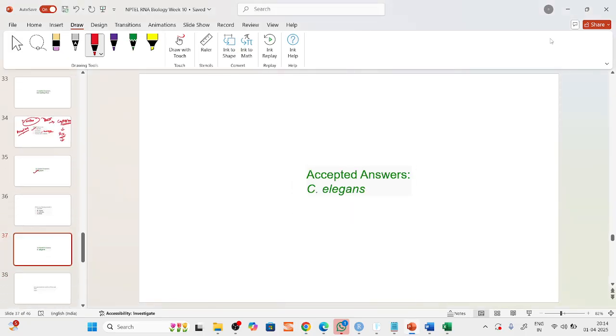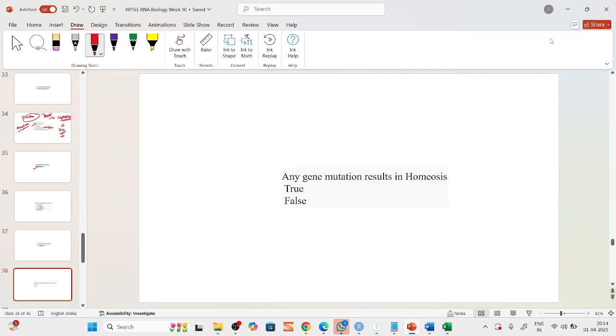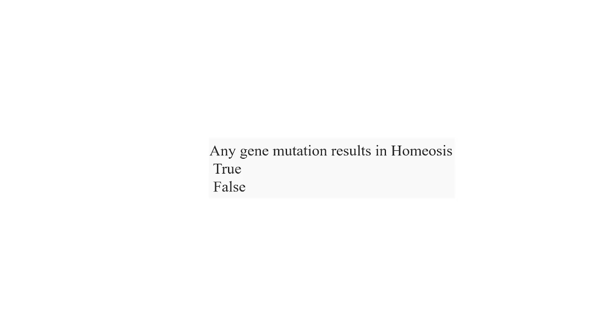So the correct answer is C. elegans. RNA interference was first discovered in C. elegans. There's nothing much to explain in this question. Then next question is, any gene mutation results in homeosis, true or false? Any kind of gene mutation will result in homeosis. Think. 2 minutes. Right now it is 8:14 only.